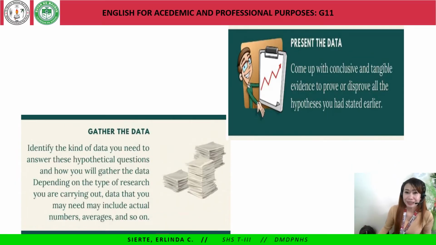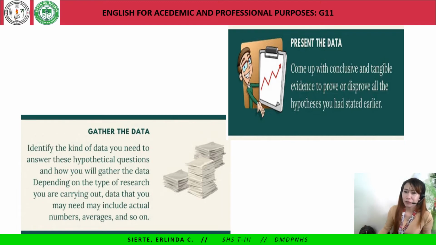Next, gather the data. Identify the kind of data you need to answer these research questions and how you will gather the data. Depending on the type of research you are carrying out, data that you may need may include actual numbers, averages, and so on.